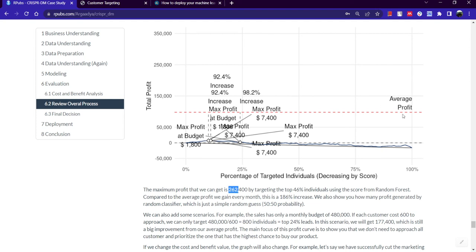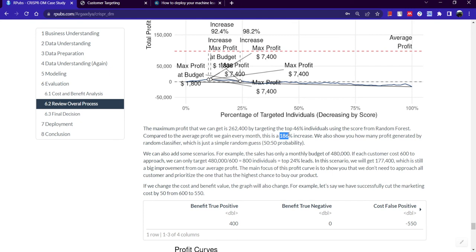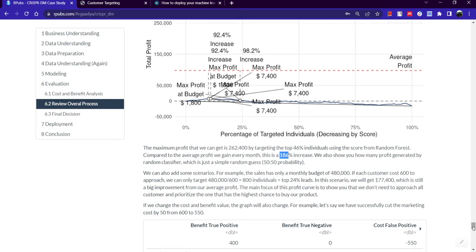Actually it's quite easy to calculate. Just here you take 262,400 minus the average profit, and then see the percentage of how much the profit has grown. Okay, so that's quite good, right? 182. And remember, they were looking for a profit increase of 10%. So now you can check whether you are fulfilling at least the business objective or not.